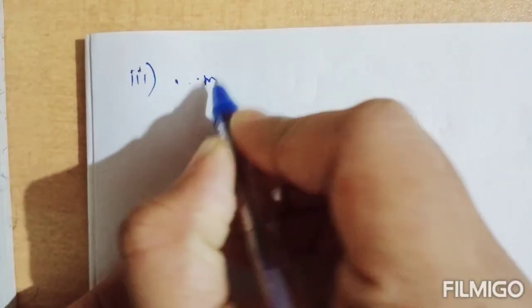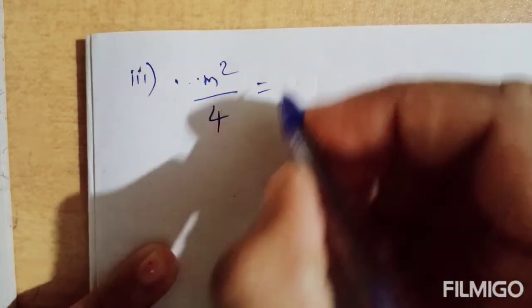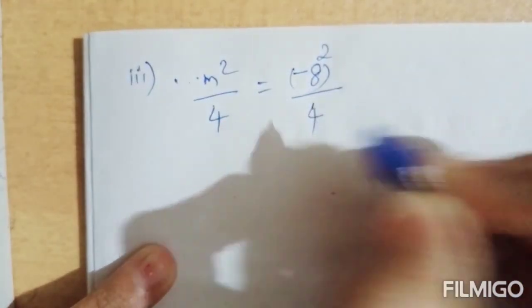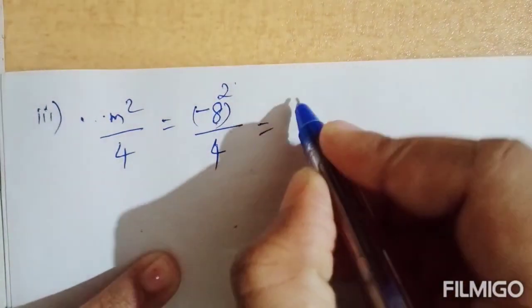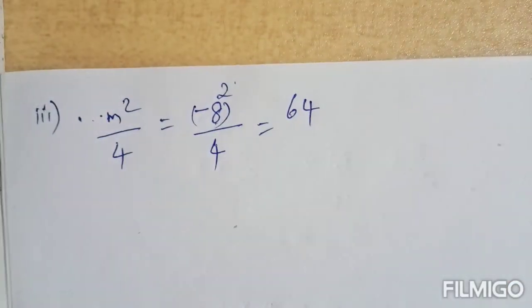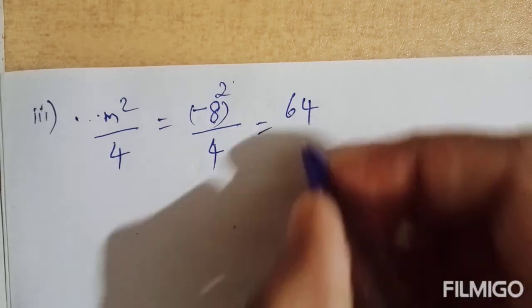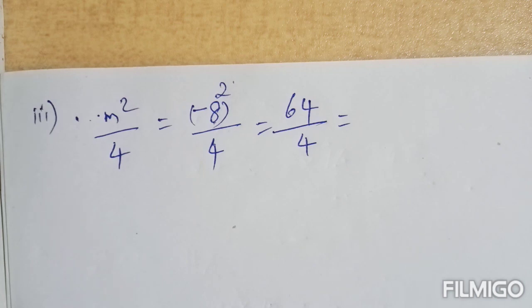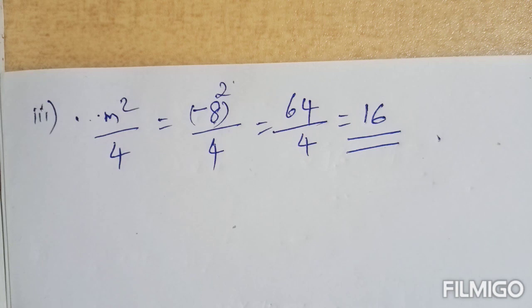That third one, m square by 4. So m, it is given minus 8. Minus 8 square by 4. Minus 8 square, we find it positive 64. Minus 8 into minus 8, it is positive 64 by 4. 64 divided by 4, on dividing, you will get 16 as the answer.